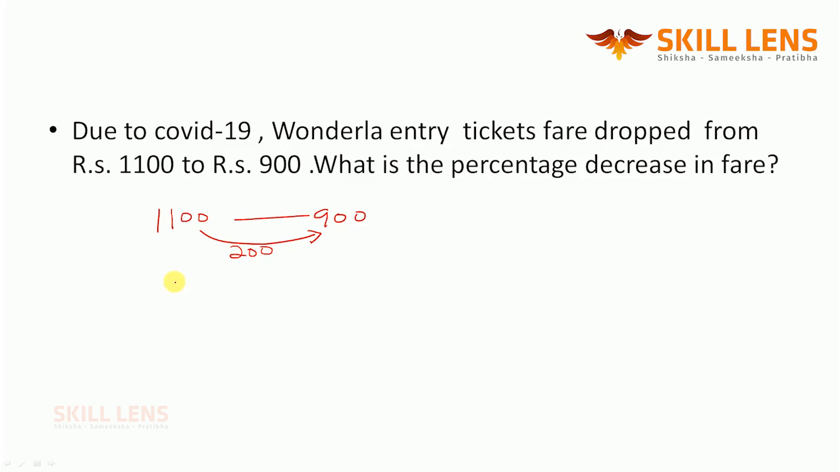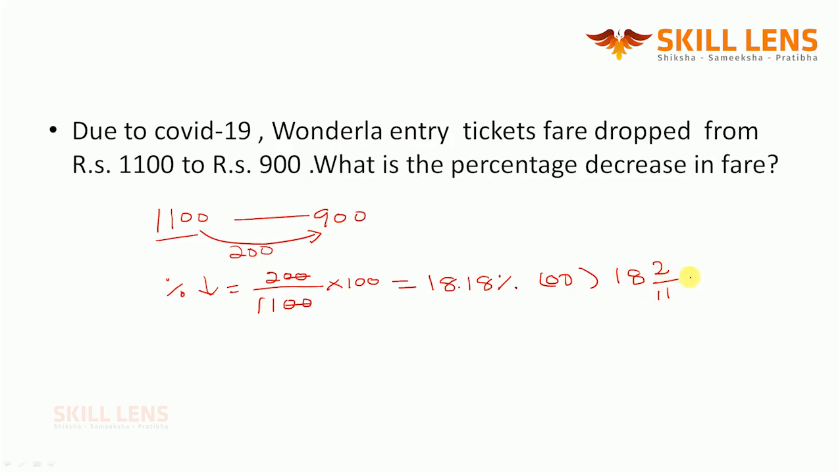The decrease on which value? When you come across this symbol, something should be in the numerator and something in the denominator, into 100. What is the numerator? The difference, the change, 200. This is where a lot of people get confused. The denominator is 1100. Again, 2 by 11 is what? 1 by 11 is 9.09. Then 2 by 11 is 18.18%. Or you can write this value as 18 2 by 11%.